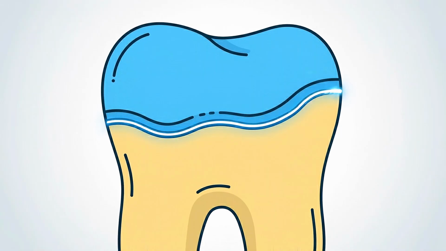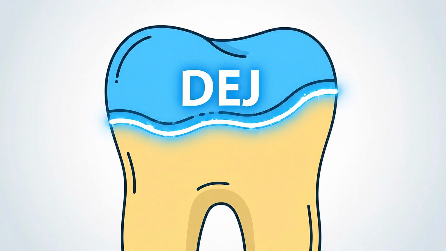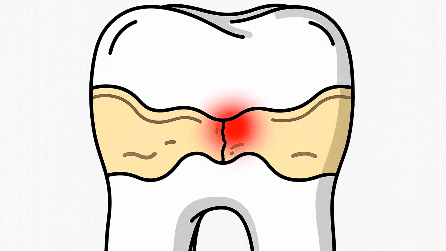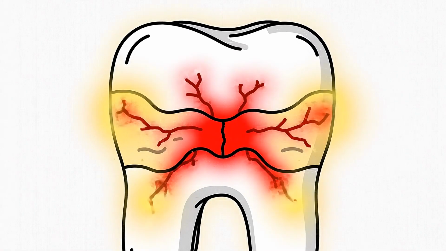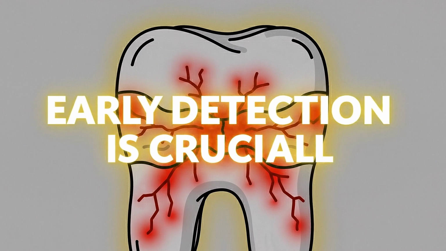Here's an advanced concept, the DEJ, dento-enamel junction. This is where enamel meets dentin. It's a critical boundary because cavities that cross the DEJ spread much faster in the softer dentin. That's why early detection is crucial.